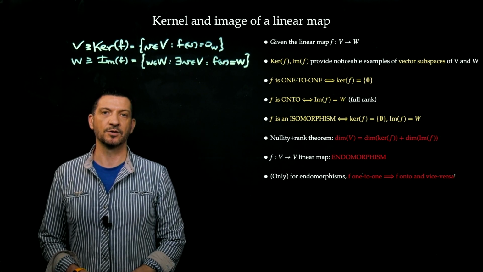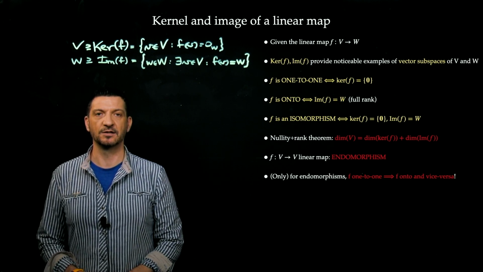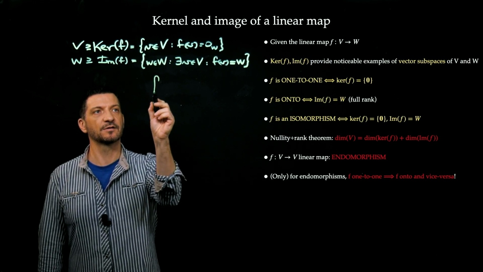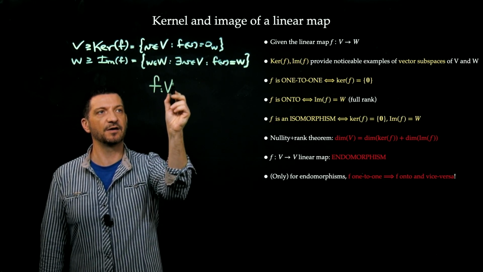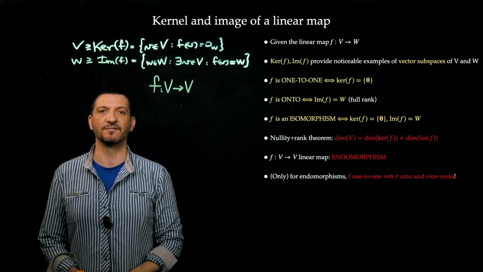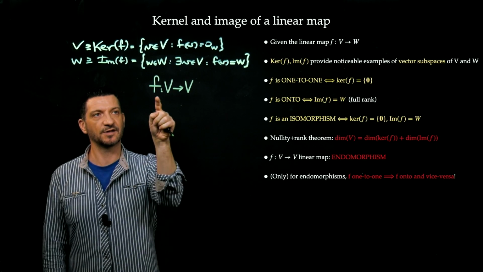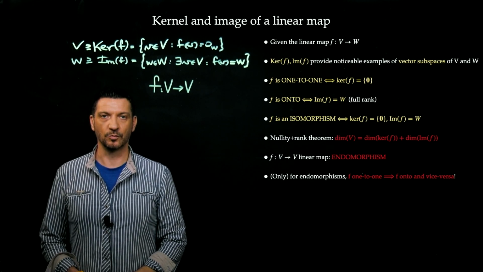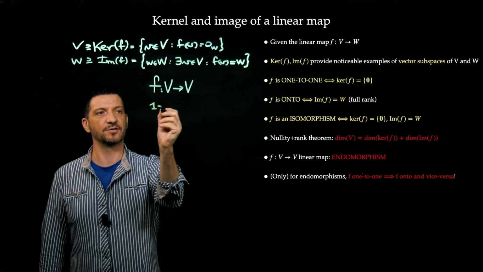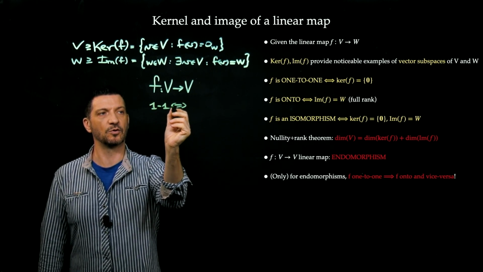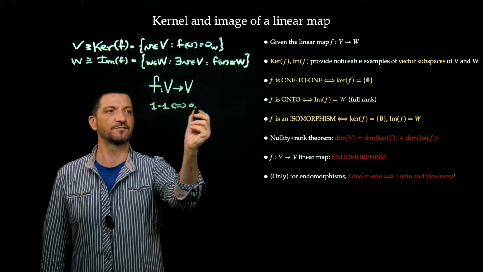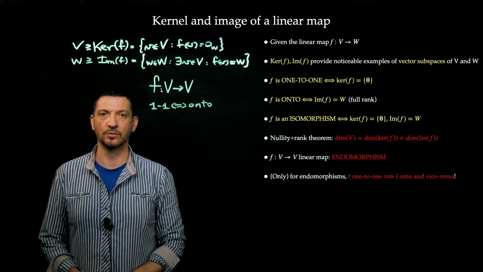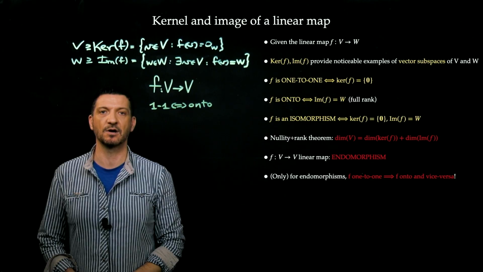There is a category of linear maps for which the nullity plus rank theorem has very important consequences. These are the linear maps that are defined and take values in the same vector space V, and such a linear map is called an endomorphism. In the case of an endomorphism, the nullity plus rank theorem implies that this endomorphism is 1 to 1 if and only if it's onto, which is not the case for a general linear map.